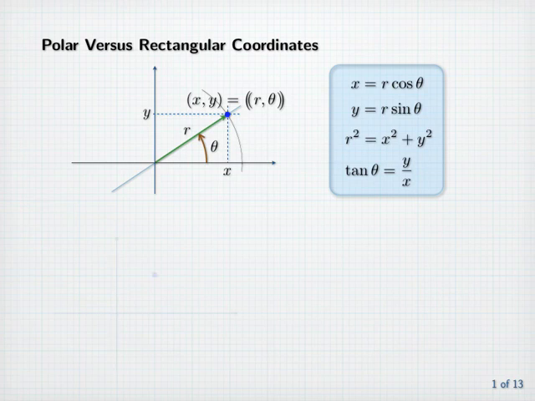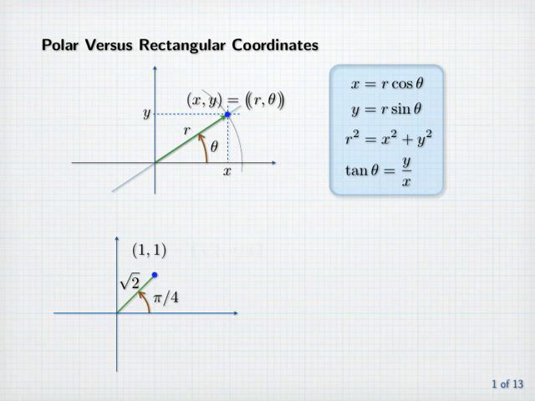For instance, the point with rectangular coordinates 1, 1 has distance square root of 2 from the origin and forms an angle of pi over 4 with the positive x-axis. So we may label the point with polar coordinates square root of 2, pi over 4.